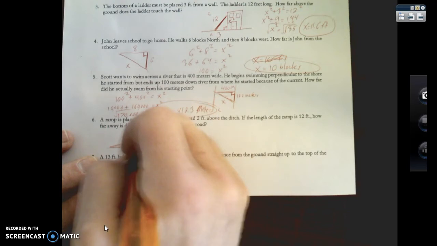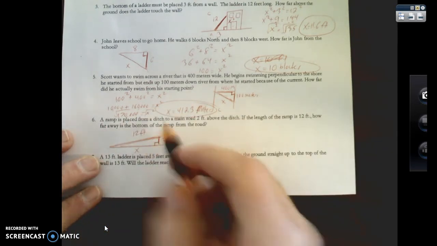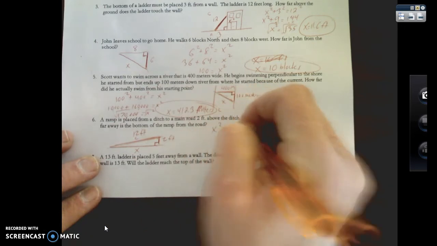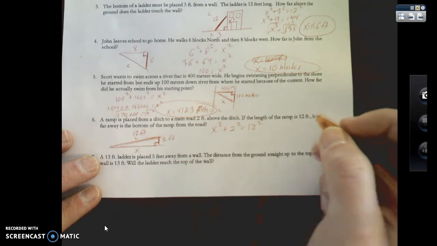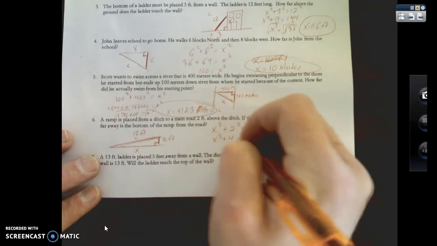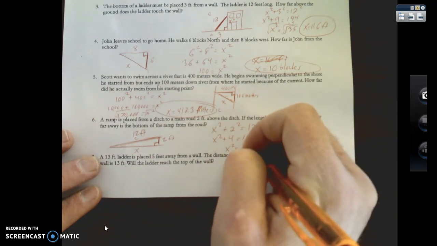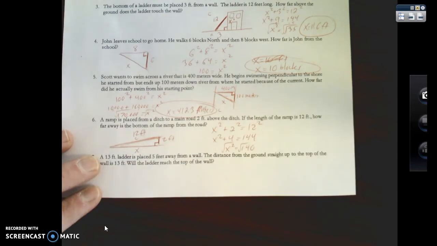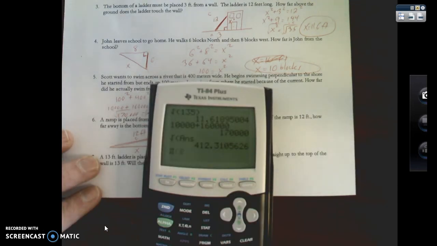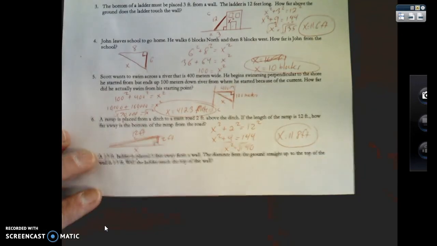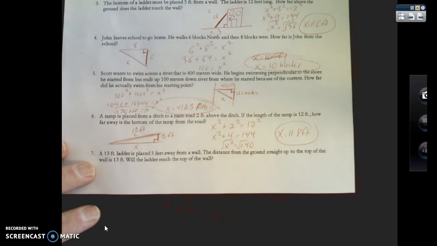There's my corner, and you're trying to find that. So across my corner is 12, that's my C. So here we're looking at x squared plus 2 squared equals 12 squared. So x squared plus 4 equals 144. X squared, if I subtract that over, equals 140. So I'm pulling up my trusty calculator again. Square root of 140. 11.8 feet. Okay, wonderful. Very nice. One last one here.